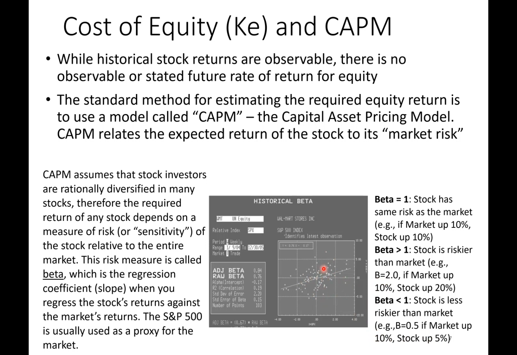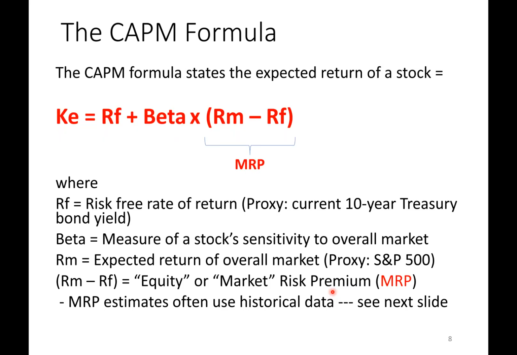So a beta greater than 1 means that stock is riskier than the market, and it's going to increase the overall risk of a portfolio. And if the beta is less than 1, if I add that to my portfolio, it's going to lower my risk. So beta becomes the key measure in calculating the risk of a firm in a diversified portfolio. And that leads to the CAPM formula.